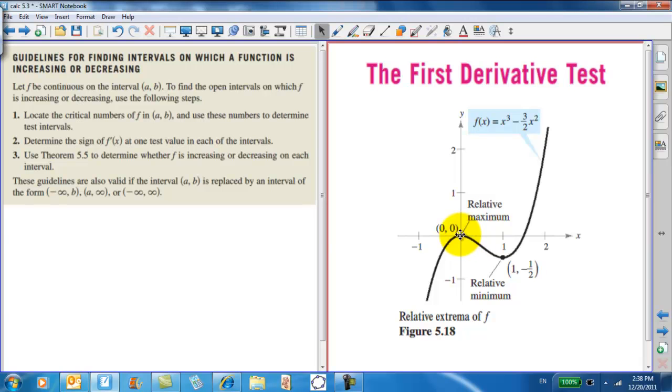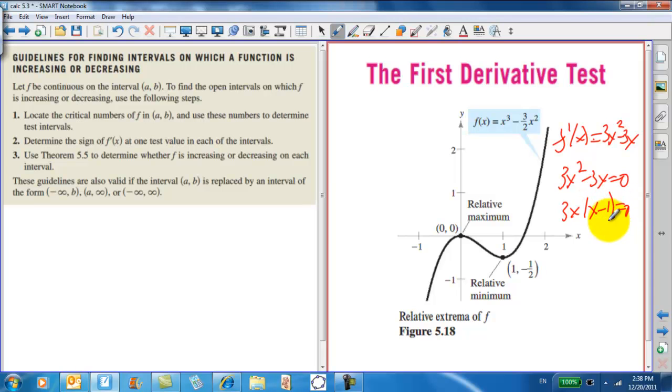Notice here we can see from the picture they've got a relative max at 0, 0 and a relative min at 1, negative half. And when we took the derivative, f prime of x, we got 3x squared minus 3x. And we got our critical numbers when we set that derivative equal to 0. Factor out the 3x, and we get x equals 0 and x equals 1. Well, it's easy to see from the picture which one's a max and which one's a min. But how can we tell from the first derivative test?